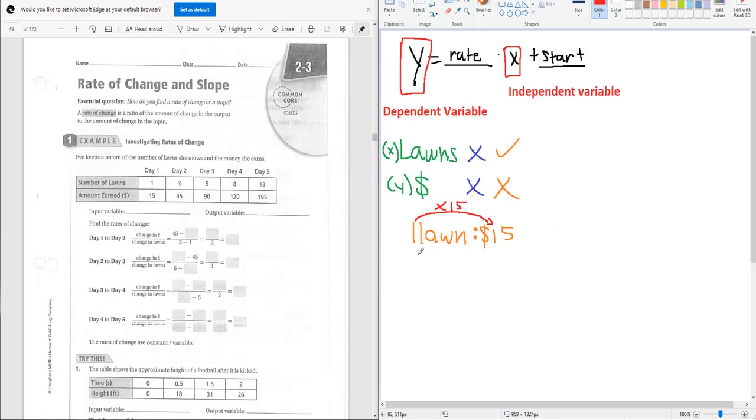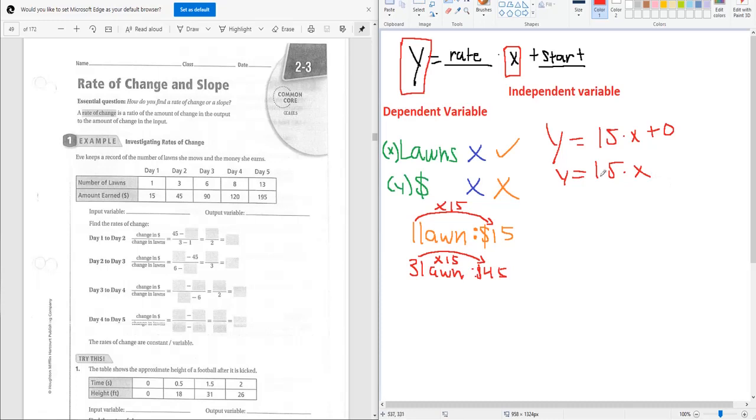Okay, let's see if the trend continues. Remember, we want this to be a rule for every time. So let's see if it's true. Well, at 3 lawns, I get $45. Well, to get from 3 to 45, I also have to multiply by 15. Okay, so it seems like this is pretty good. So right now, I have y is equal to 15 times however many lawns you did, and then it doesn't look like they had any money to start with, so there's no start. You could put plus 0 if you want, but if you just wrote y equals 15 times x, that's also okay.